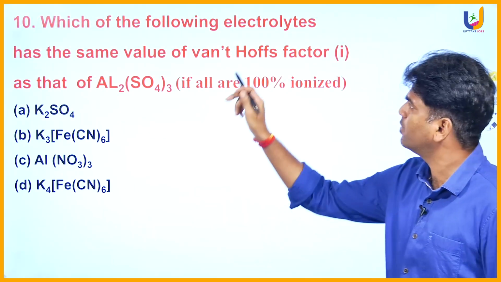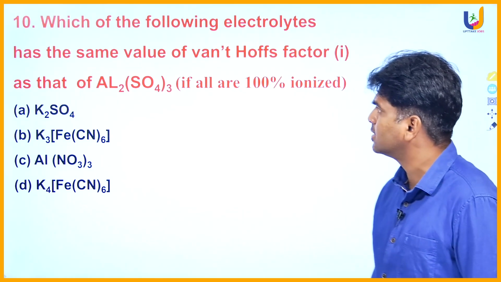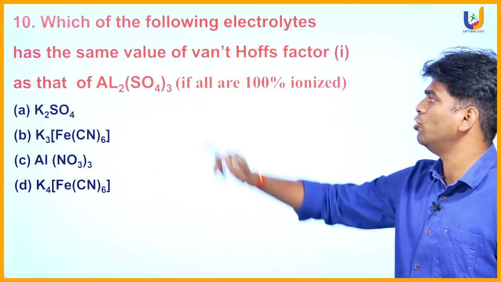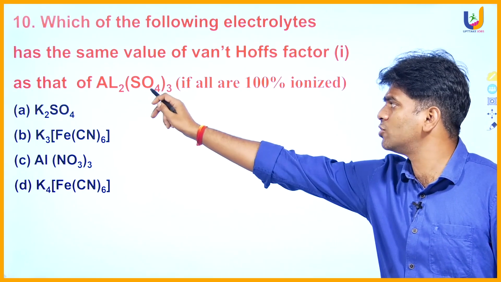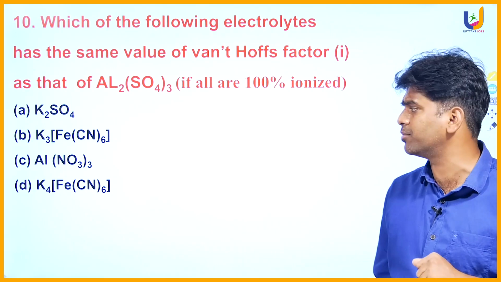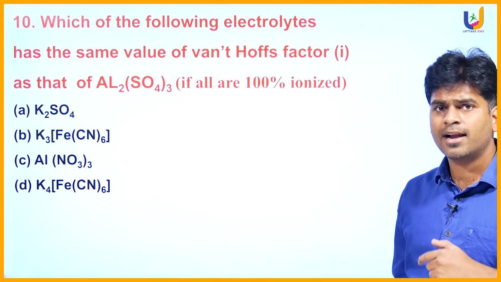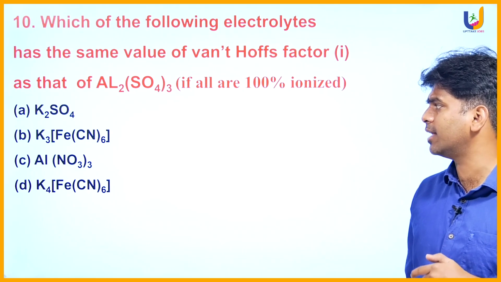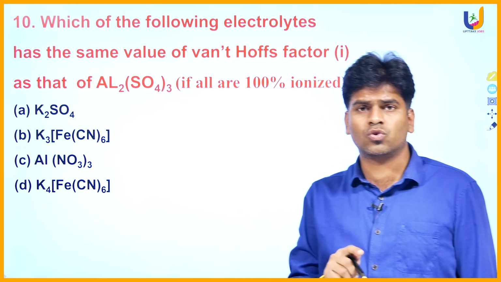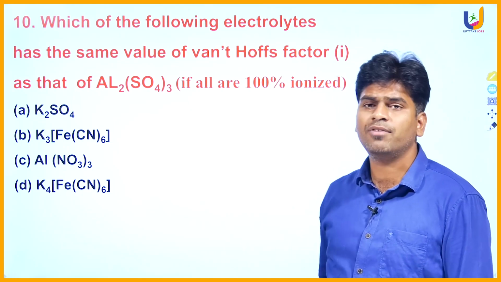Next question. Which of the following electrolytes has the same value of van't Hoff factor as that of aluminum sulfate? First, for aluminum sulfate, Al2(SO4)3, two aluminum and three sulfates, so the total van't Hoff factor is 5. Which will be having the same van't Hoff factor, they are asking. First, K2SO4: SO4 is 1, K is 2, so 2 plus 1, 3. But here 5 we need.